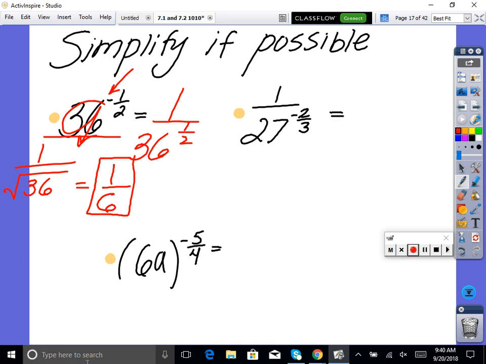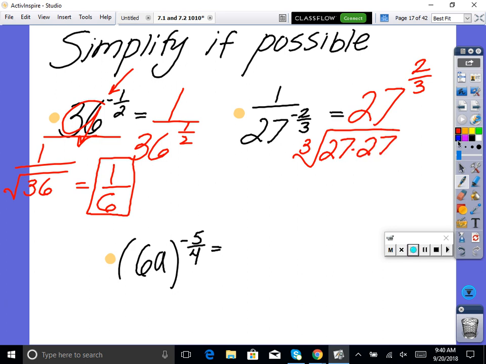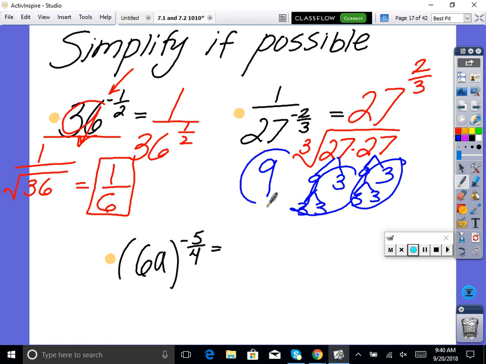Okay, with this one, it's actually 27 to the 2/3. So then you could simplify it. The cube root of 27 times 27. There's nothing we can pull out that's in groups of 3 right now. So 9 and 3, 9 and 3, 3 and 3, 3 and 3. So we'll pull out a 3 and we'll pull out a 3, which is 9.